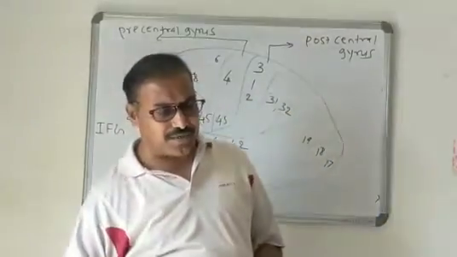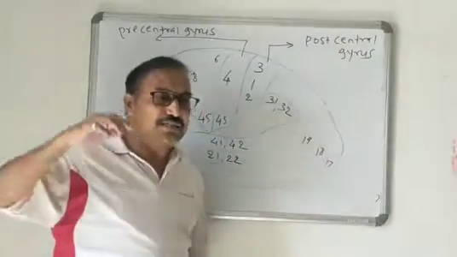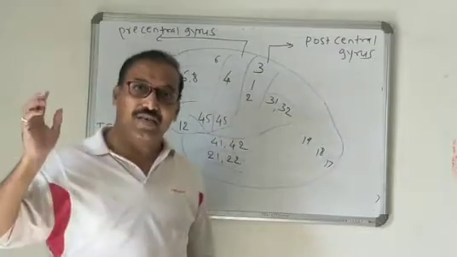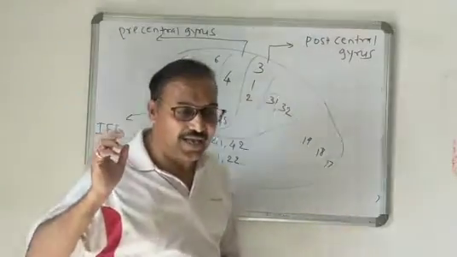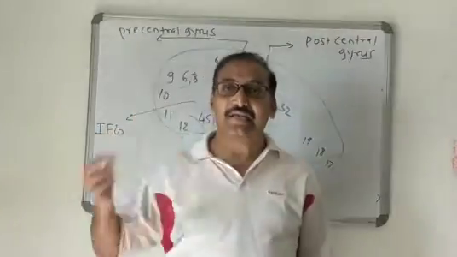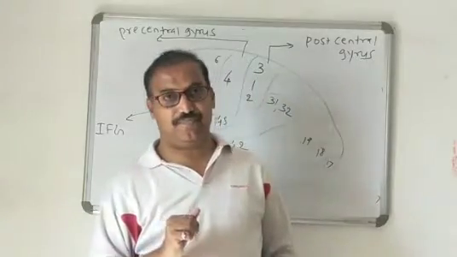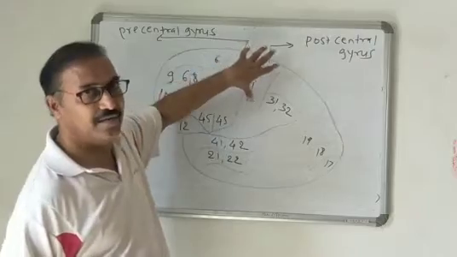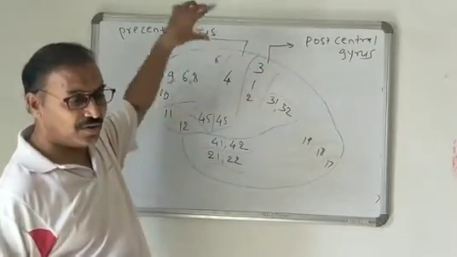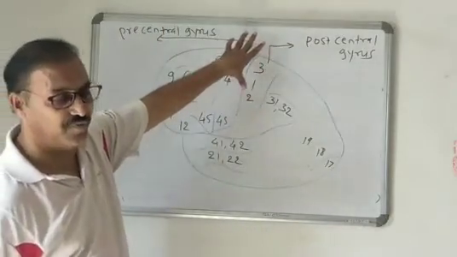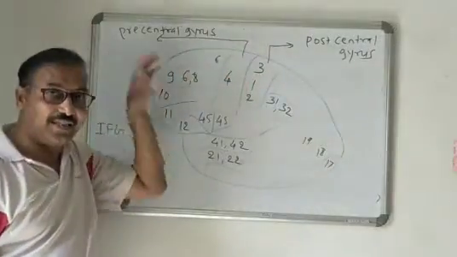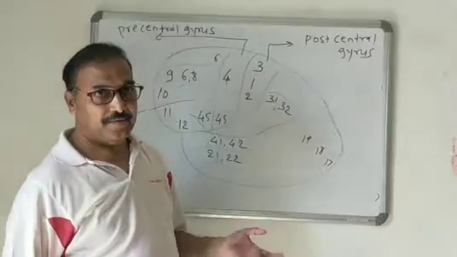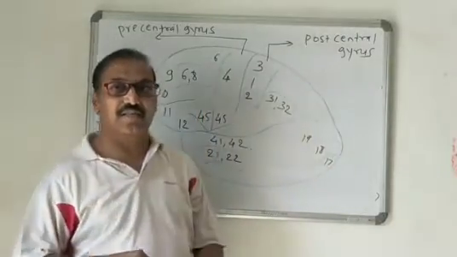Now what is the function of this area? This area receives sensory information from the body as well as surroundings and makes analysis and interpretation of the impulses. That is the main function of this area. So area 3, 1, 2, receiving all sensory information from the body and surroundings, analyses and interprets the impulses. So this is the primary sensory area.